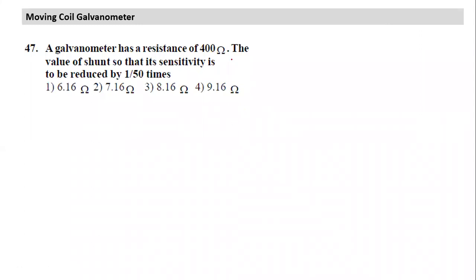What is this question? A resistance G is given. Sensitivity is reduced by a factor of 50, which means the range is increased by a factor of 50. What does a factor of 50 mean? I divided by Ig is equal to 50. What is I by Ig? G plus S, a large value divided by a small value. The small value has to be the shunt value only, the small resistance, and the numerator is the sum of these two.